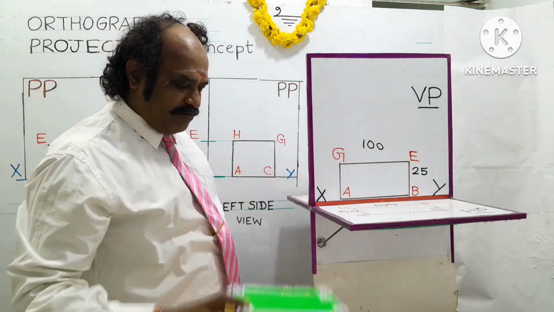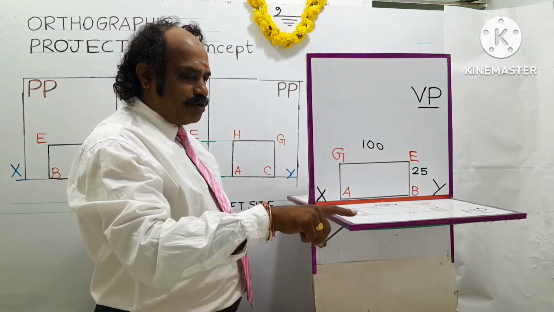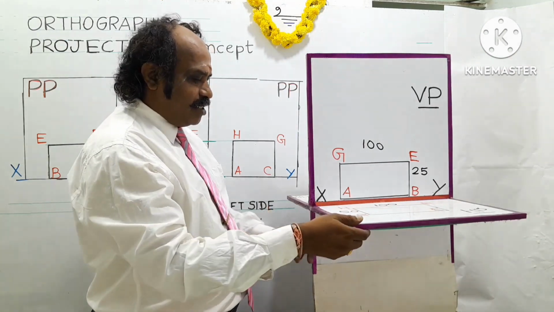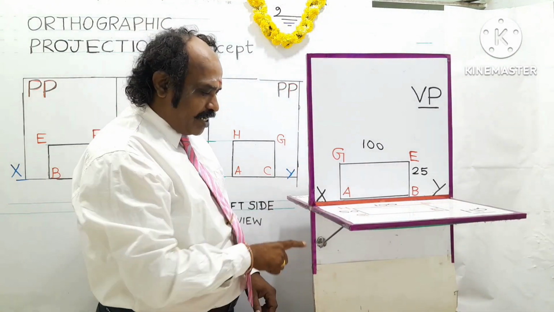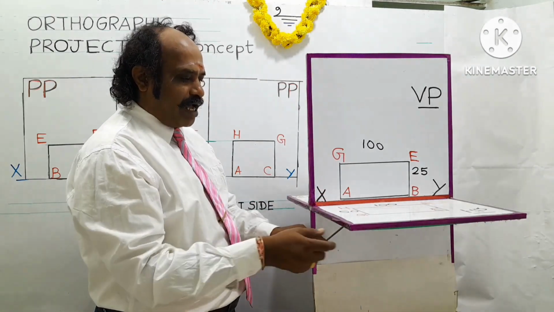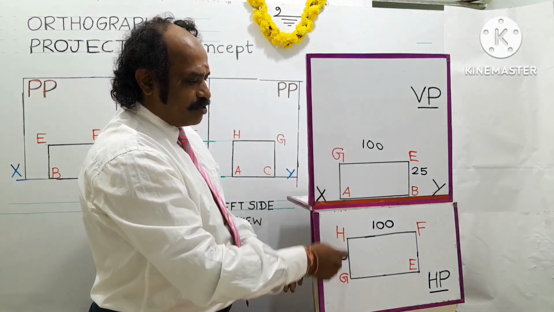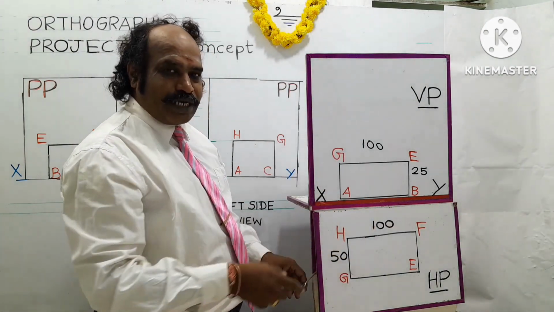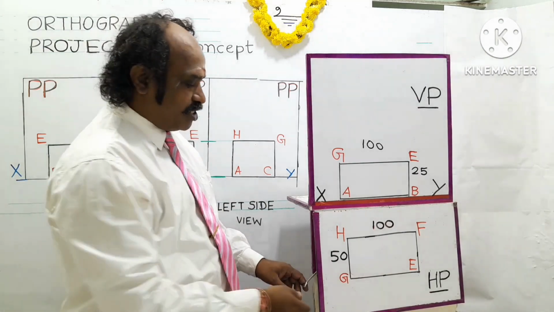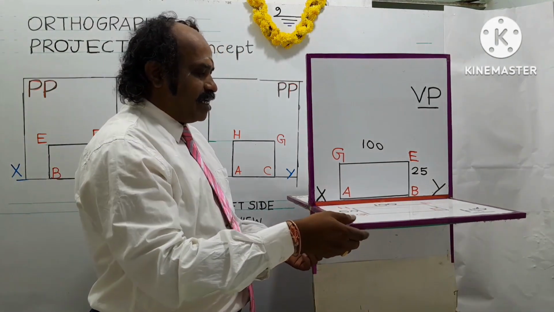Consider this as the VP. VP means vertical plane, and this is horizontal, so it is called HP, meaning horizontal plane. It can be tilted, rotated, or turned 90 degrees. This HP alone you can turn downward through an angle of 90 degrees so that it comes in line with the vertical plane. This step is used to explain the concept of orthographic projection. Okay, so as I keep it like this, as it was earlier like this.